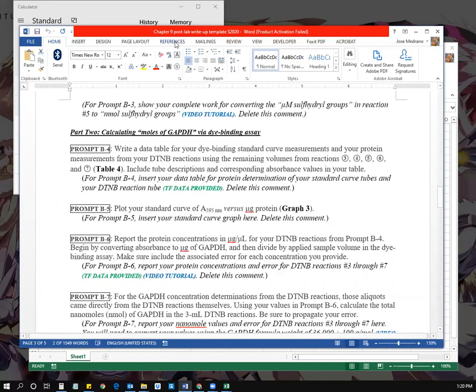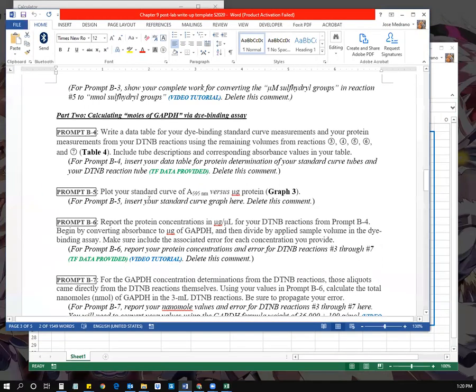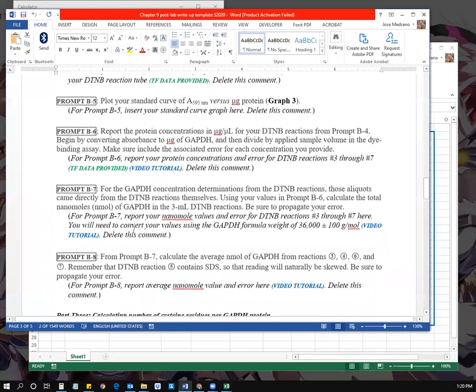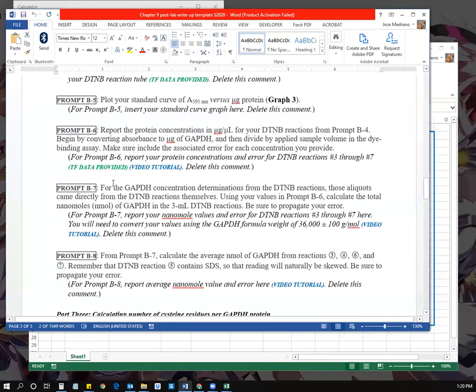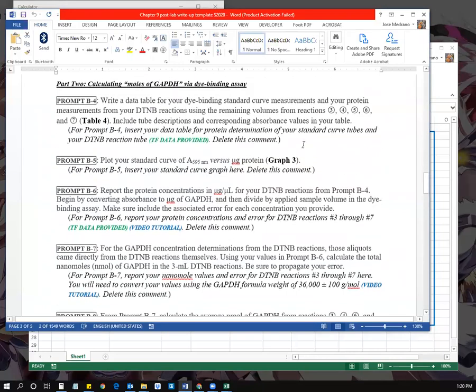Now, this is where things are going to get just a tiny bit difficult because we have to introduce error and propagate it for the rest of our calculations. And so for prompt B6, what we want is to report the protein concentrations for your DTNB reactions from prompt B4.